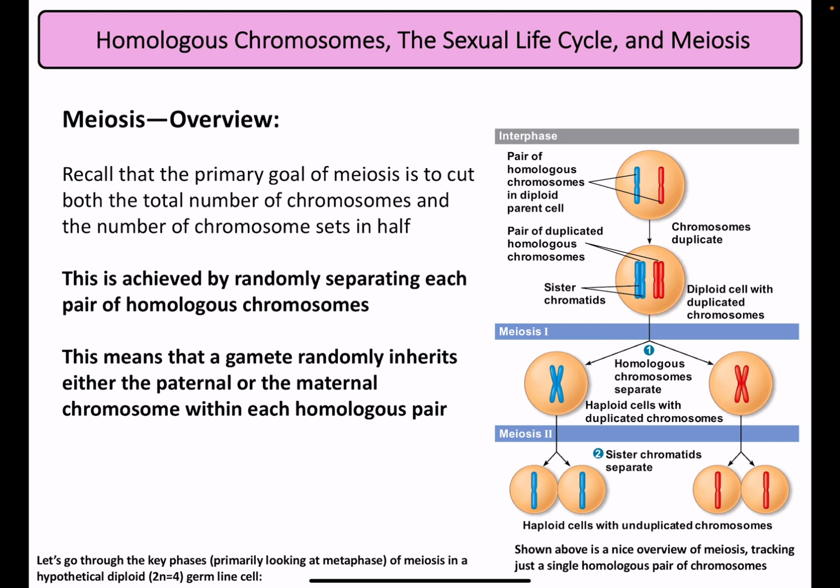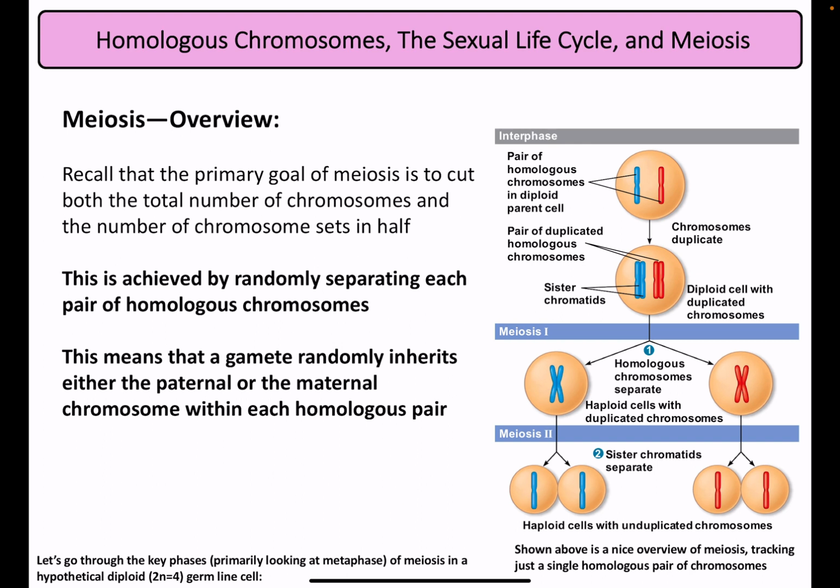Now, if we're talking humans, you just have this same process going on 22 other times because you have 22 other pairs. Each one is a separate coin toss. And as you can imagine, there's a lot of different possibilities. A lot of randomness. So next, we're going to go through my drawings of meiosis.